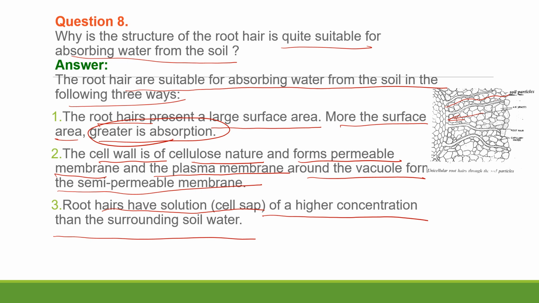And this plasma membrane or cell membrane is acting as a semi-permeable membrane. The cell wall of the cellulose nature forms a very much permeable membrane, right? And the plasma membrane around the vacuole is forming a semi-permeable membrane. So this is what is happening in the structure of the root hair.